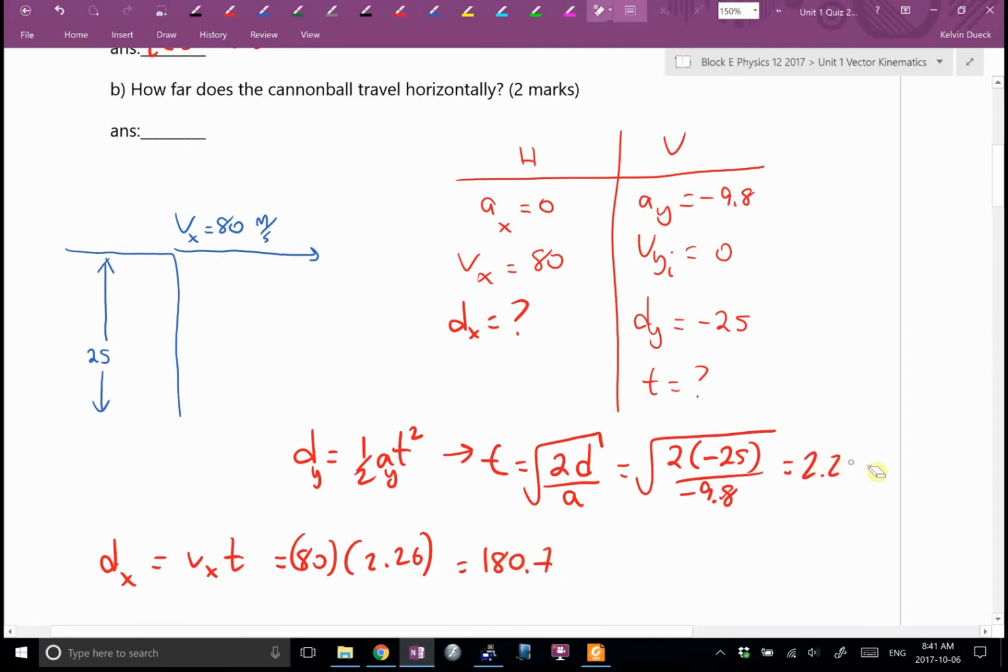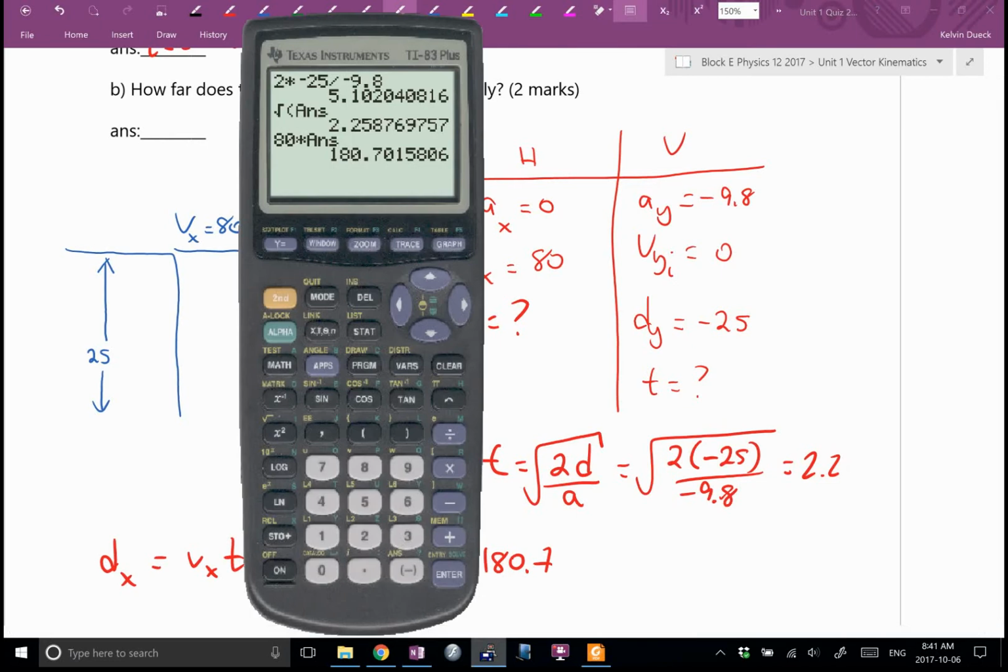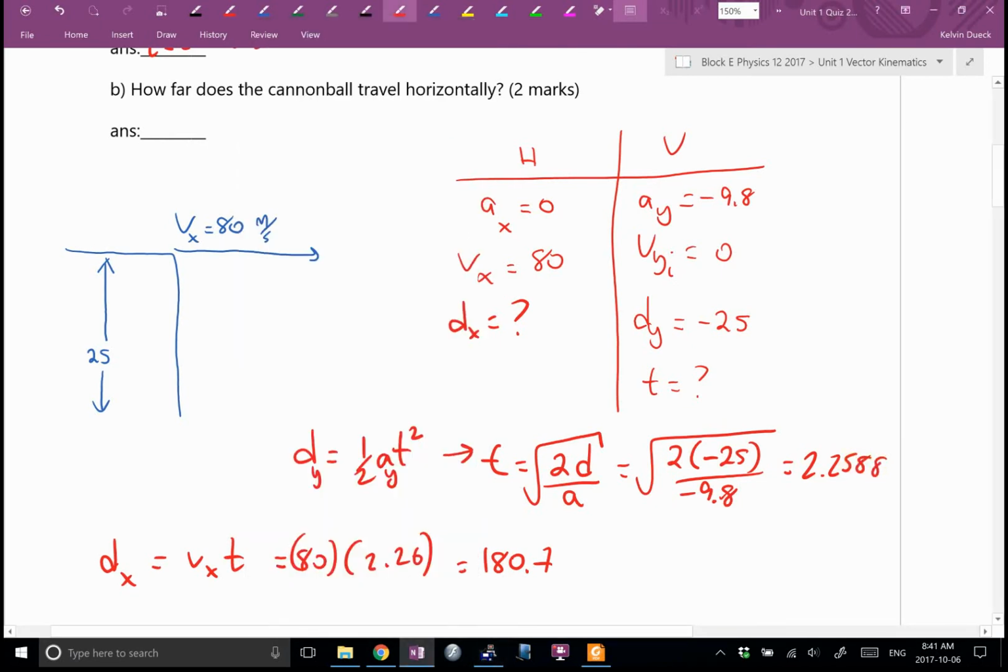Well, this was 2.2588 and 181 meters. 2 marks for that. If you did not, I would consider get both of those right.